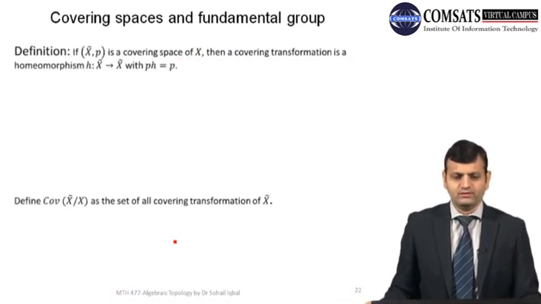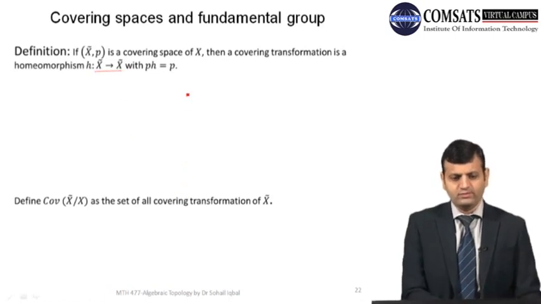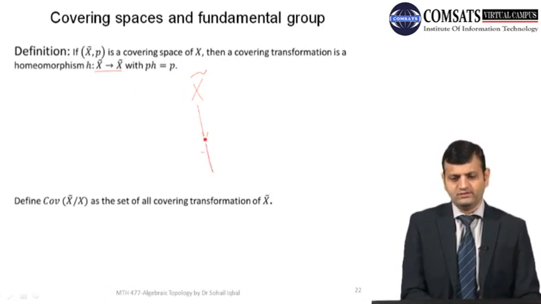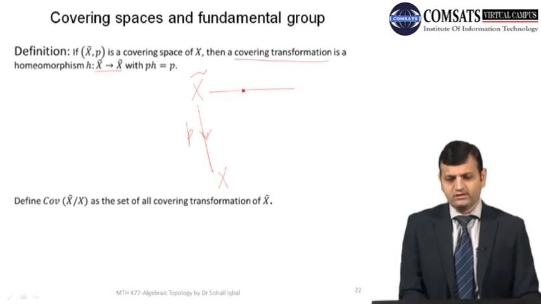Okay, so our next result is, if we have a covering space of the base space X, then a covering transformation is a homeomorphism between X tilde and X tilde. So let's say this is our covering space, and of course there exists a continuous map P from X tilde to X, and we say that a covering transformation is a homeomorphism from X tilde to X tilde.